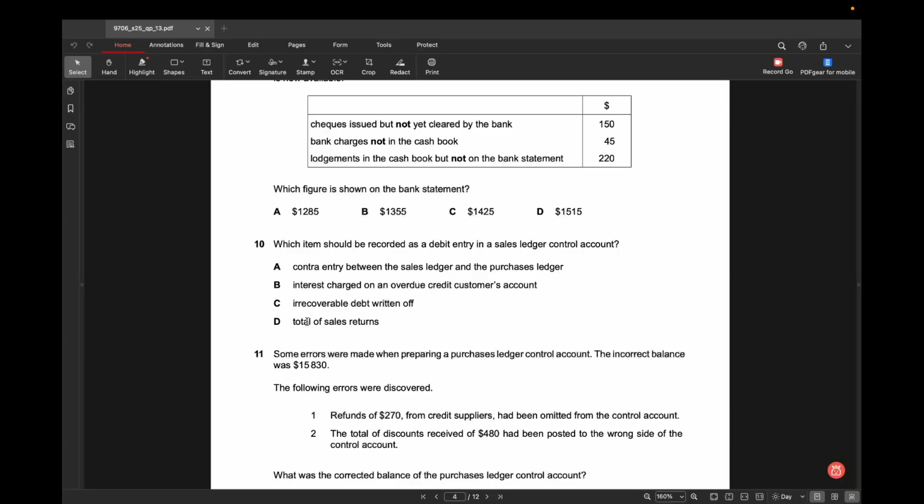Let's look at C and D. Irrecoverable debts. So some customer would not be able to pay and they were bankrupt, so we need to write it on the credit side. Last one, total of the sales return. Sales return also decreases the trade receivable balance, so we write this also on the credit side. So the right answer for question number 10 is B, interest charge on an overdue credit customer's account.